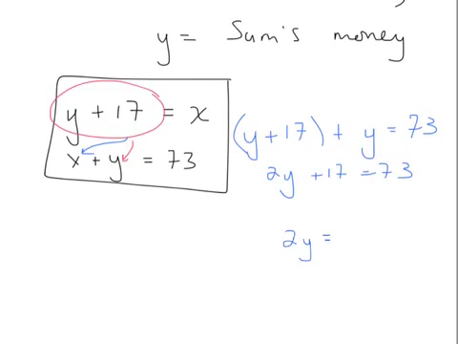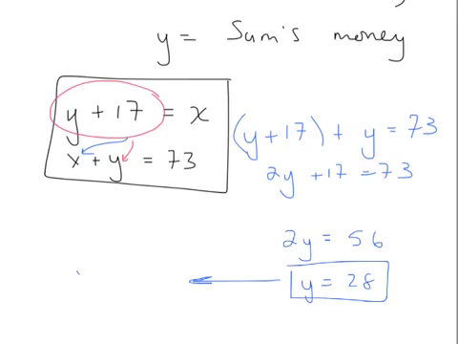Let's subtract 17 from both sides. We're going to get 56. So y should be 28. Okay. Yeah, now if y is 28, we take that number, plug it back in right here, giving us x. Okay, and x is indeed 45.